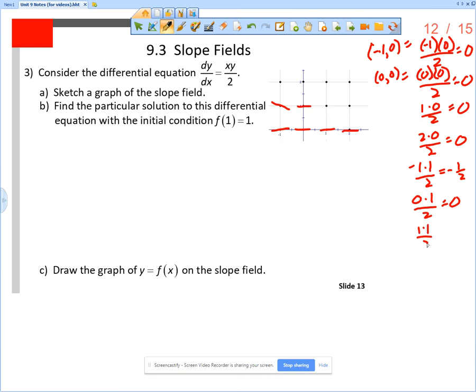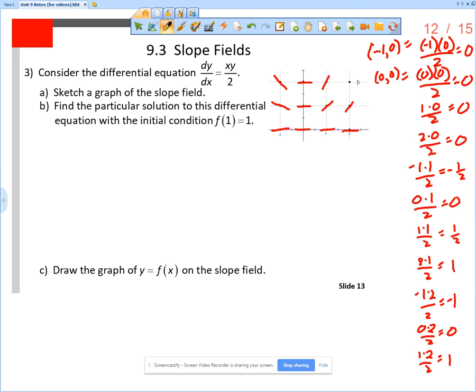This one, 1, 1. 1 times 1 over 2 is 1 half, so positive 1 half. Next one, 2, 1. 2 times 1 over 2, 2 over 2 is 1, so slope of 1 here. Going over here, negative 1, 2. Negative 1 times 2 over 2, so that'd be negative 1, and so a slope of negative 1. 0, 2. 0 times 2 over 2 is 0, so horizontal. 1, 2, 1 times 2 over 2 is positive 1.